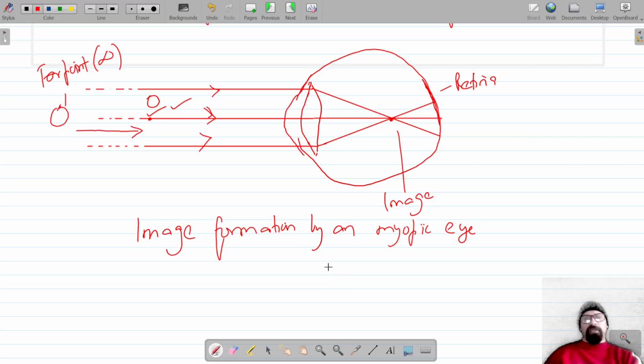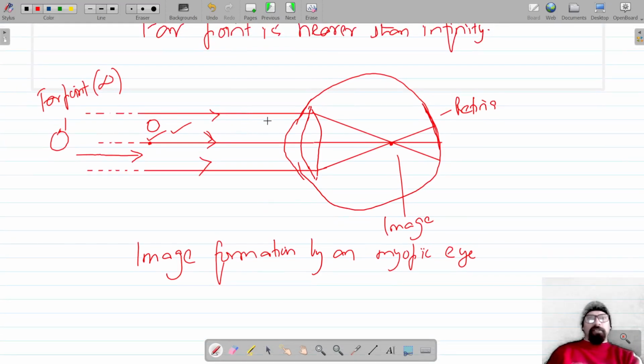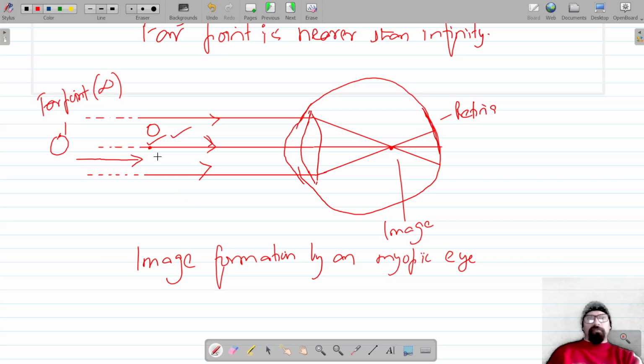So that means we have to make sure that the rays of light coming from this far point are focused on the retina. For that, the corrective lens should make these rays of light diverge more and then focus on the retina. So we are going to use the diverging lens, which is the concave lens. Let me show you how we are going to do that.